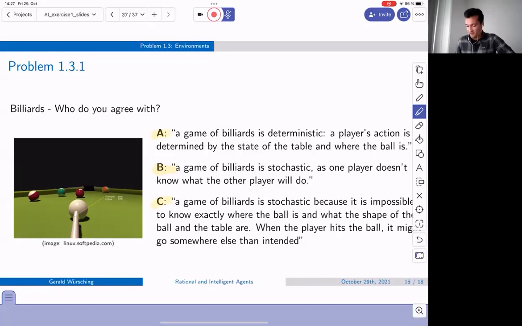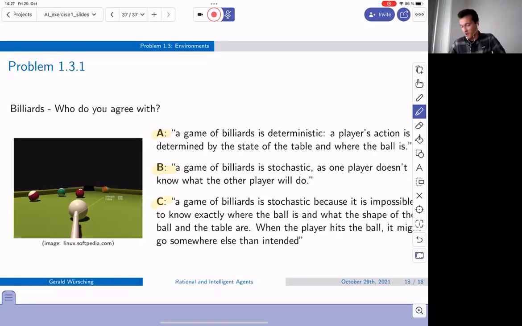Yeah, so in this case, and that's why I also believe that most people voted for C, is that in a perfect world, where you would have a perfect table, a perfect ball for the billiard and a perfect cue and everything, and you hit the ball, then it might be a deterministic problem.